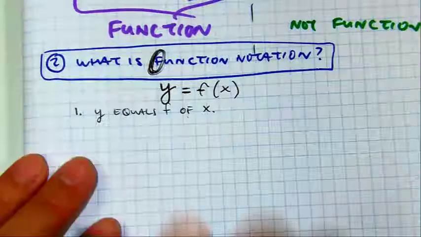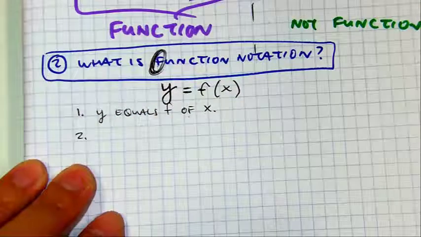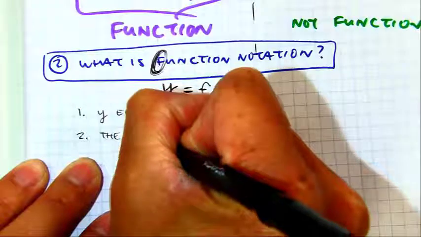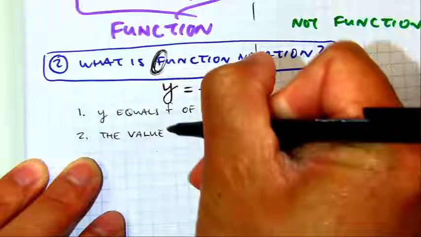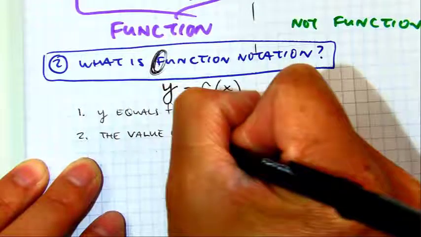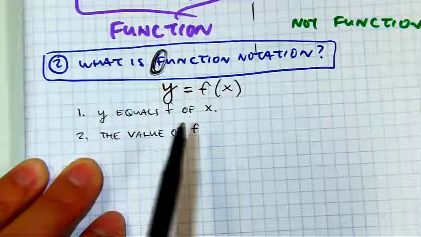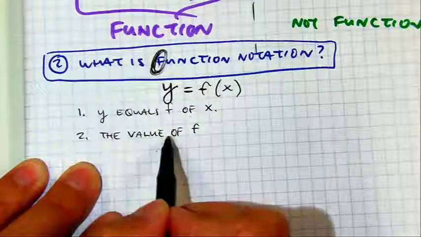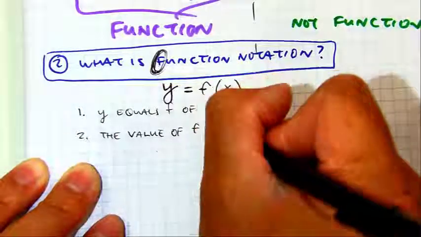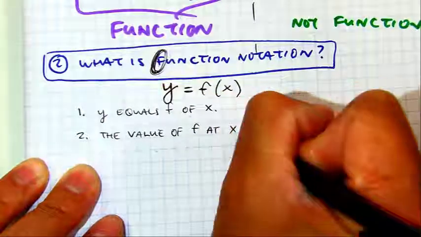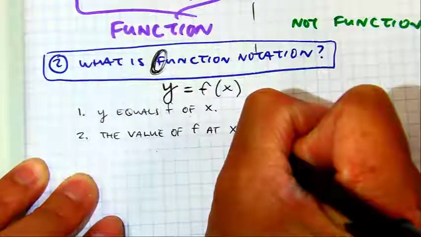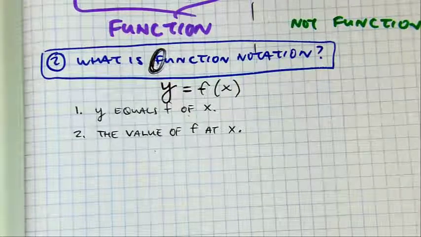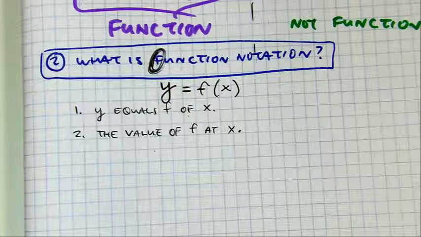Another way that you can say this is the value of f. What does f stand for, class? Function. The value of a function at x. So that is function notation.